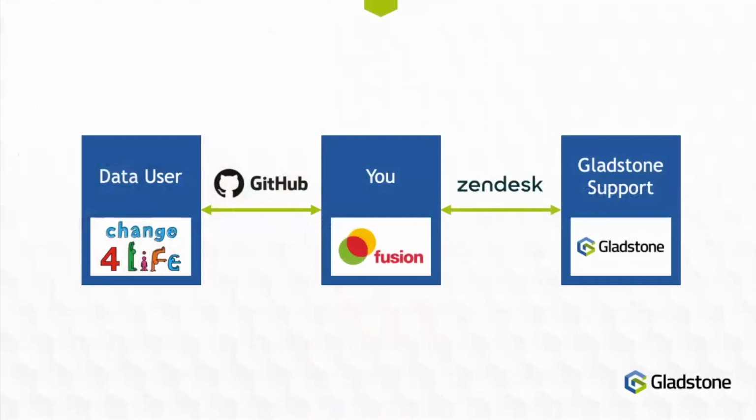So on the slide that Nick's popped up, you can see on the left-hand side, you've got the data users. So that's the Change for Life and the others that are going to be using it. You and they can communicate using something called GitHub. And Nick will show you, I think, in a moment where that is. The really important thing to understand is that is between you and the data user, as opposed to Gladstone.